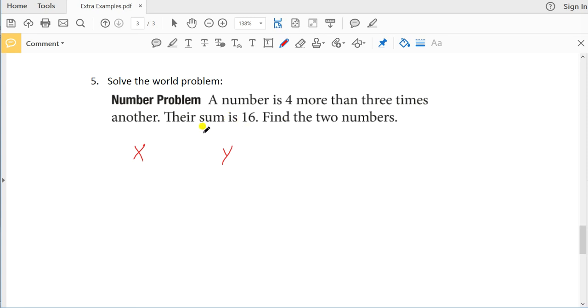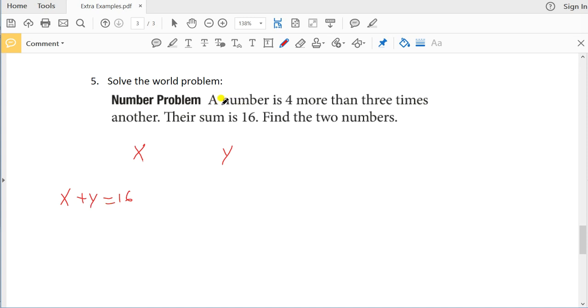Going back to the statement, we know that the sum is 16. That means I can write an equation: x plus y equals 16, because the sum is 16. Now, to solve this problem, we need to come up with two equations to make the system of equations and then solve it. Because we have two variables, we need two equations. So the first equation is x plus y equals 16. What about the second equation?